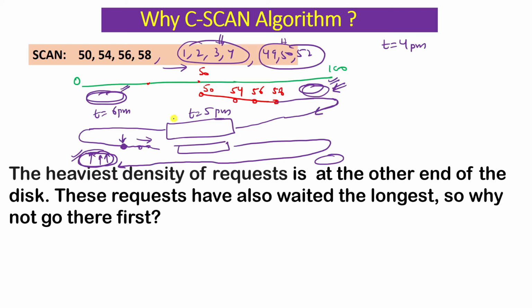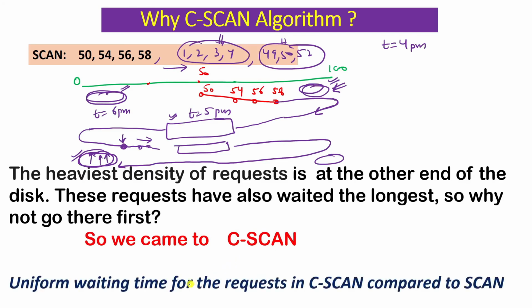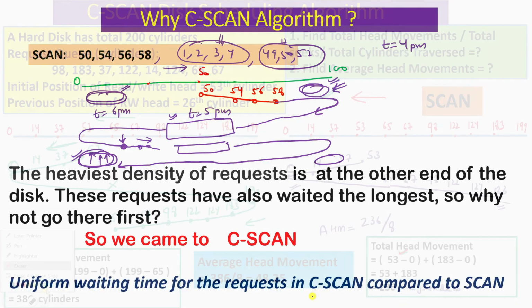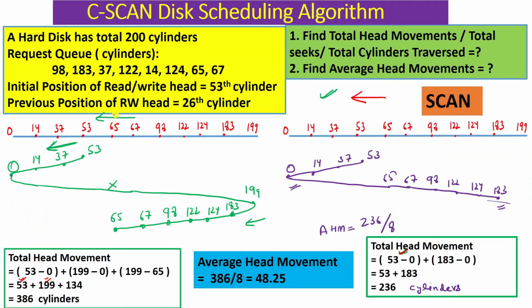The middle request should not be the only privileged one to get the advantage. There should be an equal right for each and every person to be fulfilled first. That's why we came to the C-scan algorithm. In C-scan we have a uniform waiting time for all the requests. And how? As we have seen in this example, let's say we are moving in this direction, right?